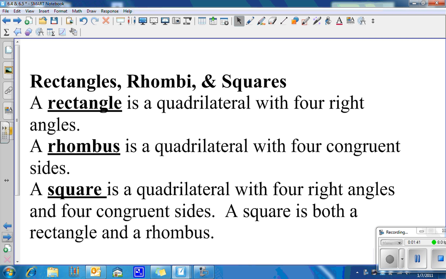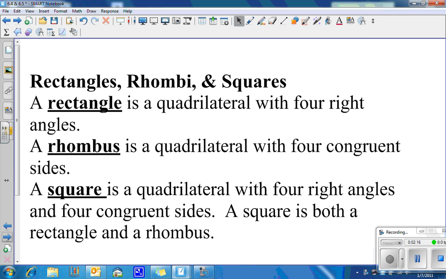All those things apply. A rhombus is a quadrilateral. It is also a parallelogram with 4 congruent sides. The angle measurements may be different, and probably are different. Again, for a rhombus, all the things for a parallelogram still apply. A square is also a quadrilateral. It's also a parallelogram. It has 4 right angles, 4 congruent sides. A square is considered to be both a rectangle and a rhombus.